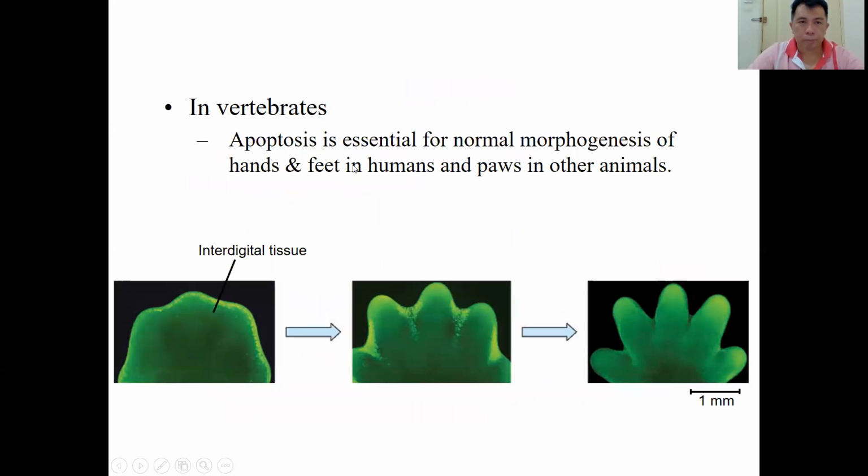For example, apoptosis is essential for normal morphogenesis of hands and feet in humans and paws in other animals. Here you see the lysosomes in the cells release enzymes to digest part of the tissue, so that, as you can see, they form the fingers.